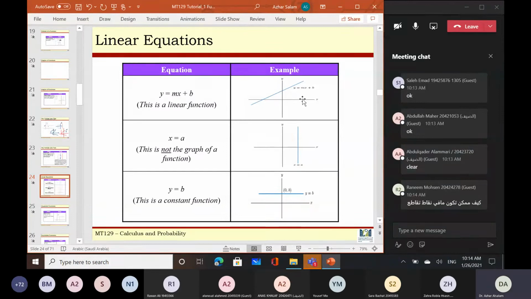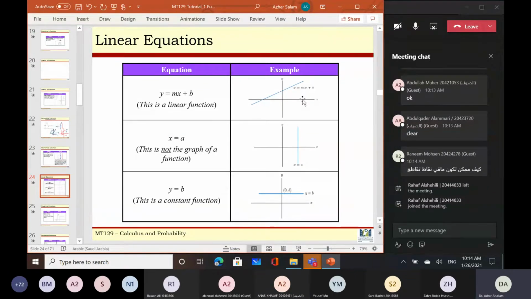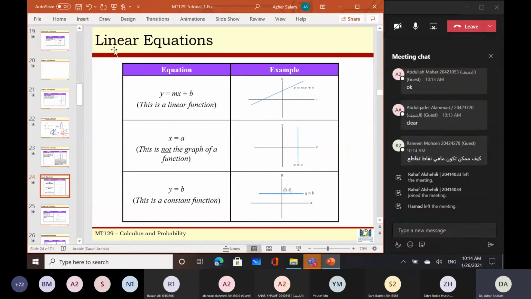Now let's move on to the types of functions. I have various types of functions. I will start with the simplest function, which is the linear function. Linear equations represent the linear function.